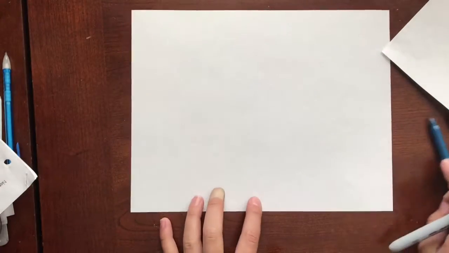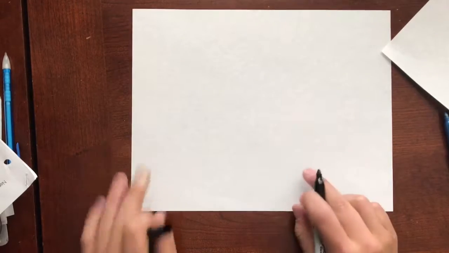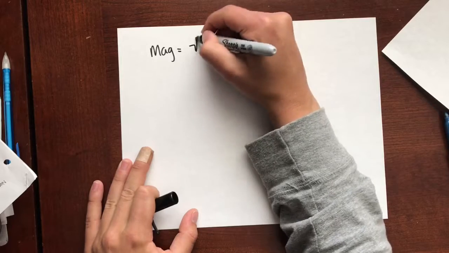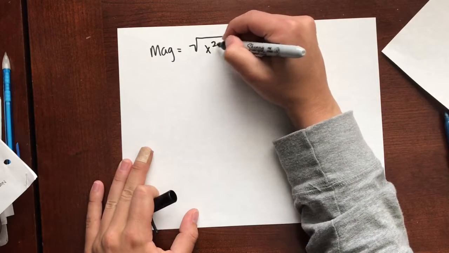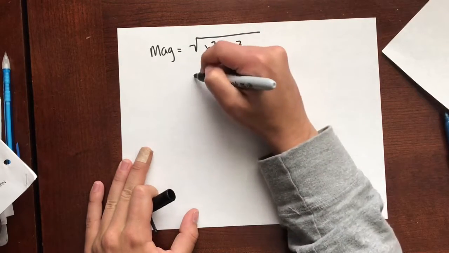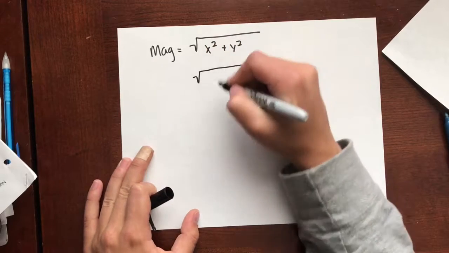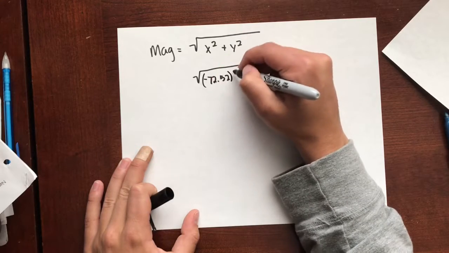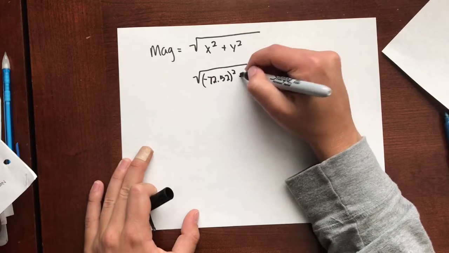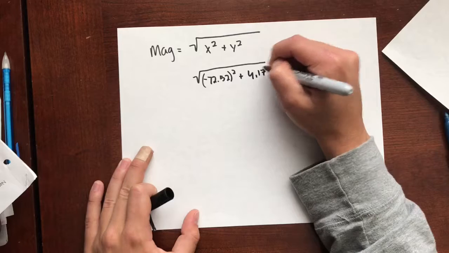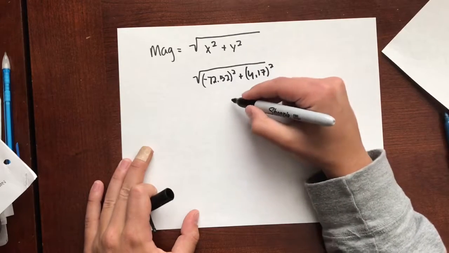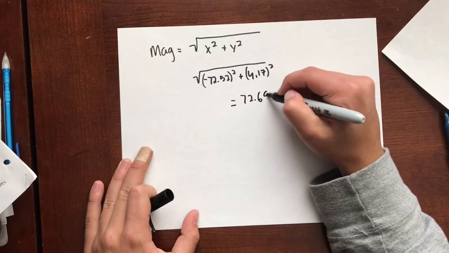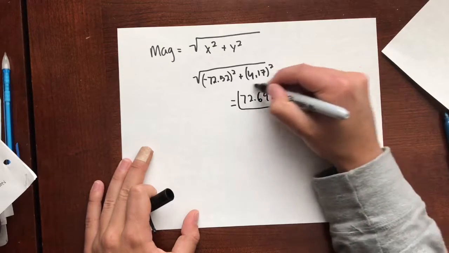So for the magnitude, all we have to do is we know that our magnitude equals the square root of our x squared plus our y squared. So we're just going to plug our numbers in there. So we have our negative 72.52 squared plus 4.17 squared. And you just solve for that, and it equals 72.69 newtons. It's that simple, everybody.